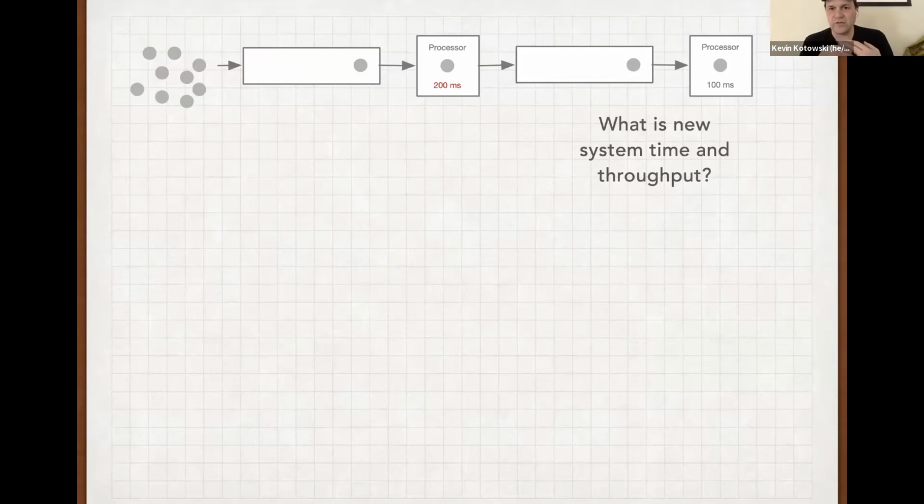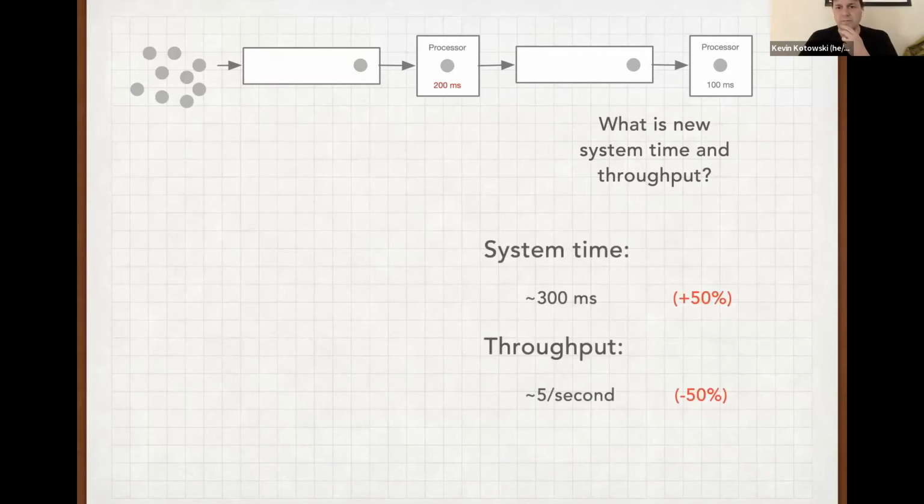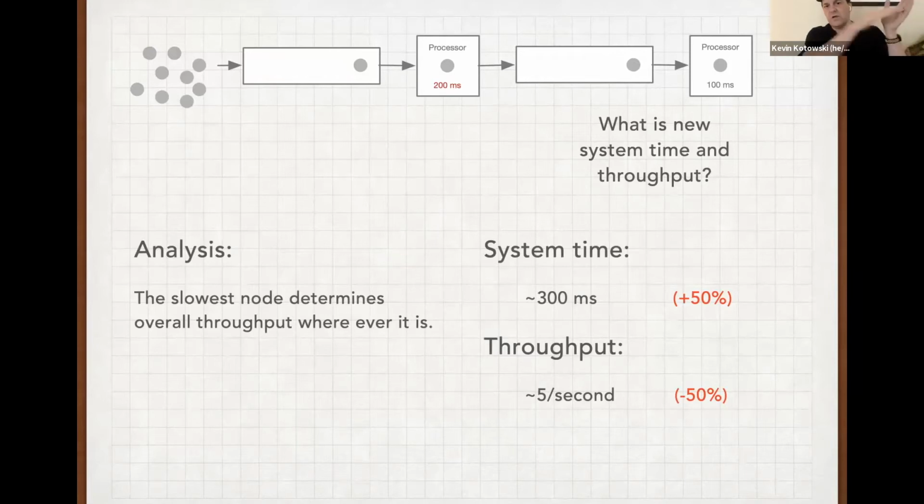And Tilly's actually spot on with the throughput, where even though that last processor could process 10 per second, they're only getting 5 per second from the upstream processor. So the exit rate, what's going to happen is that the slowest node in the dependent tree will determine the throughput wherever it is. And Ron's exactly right. That second processor will half the time be waiting.